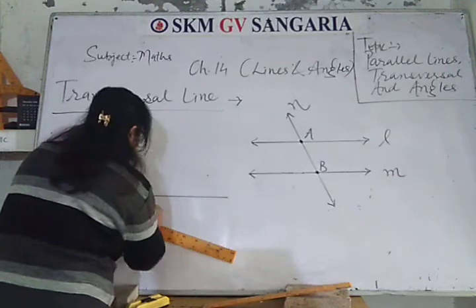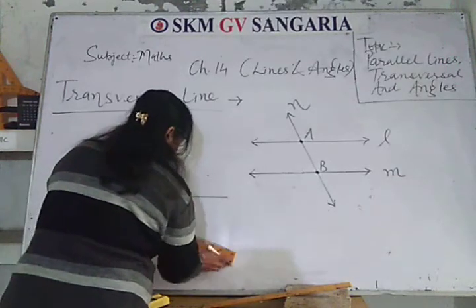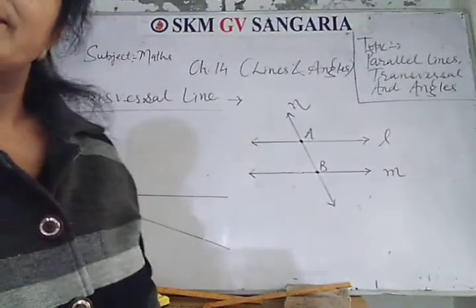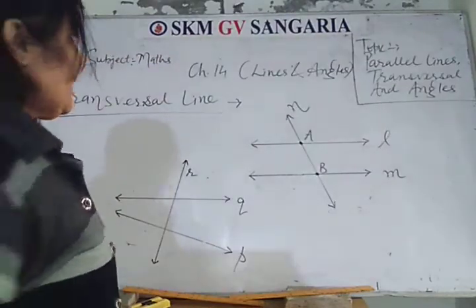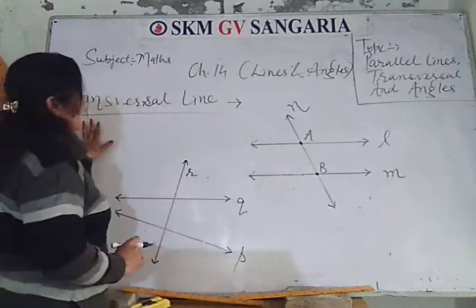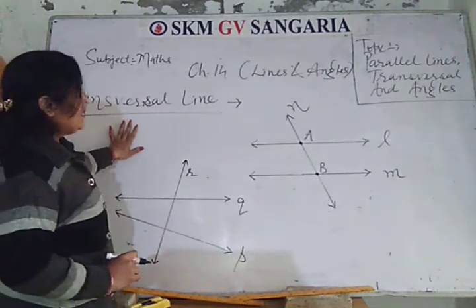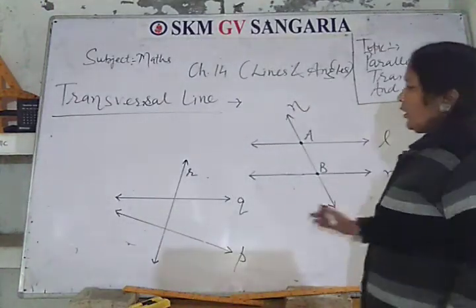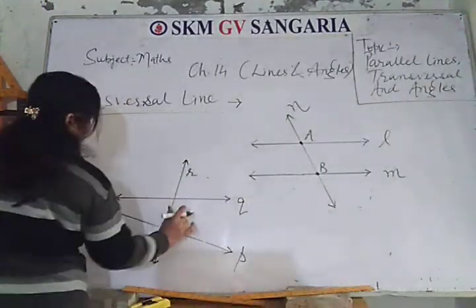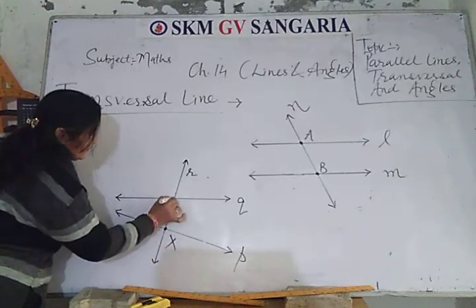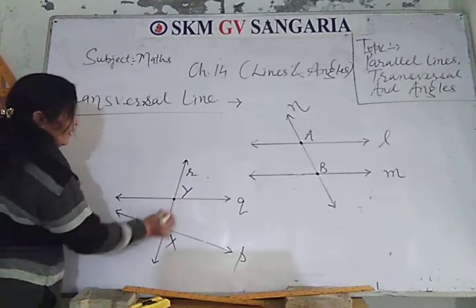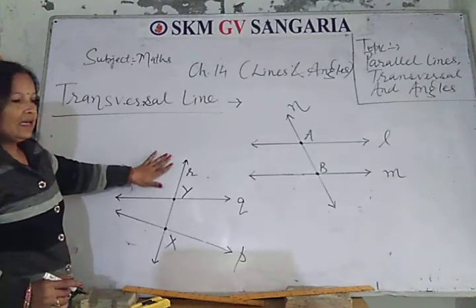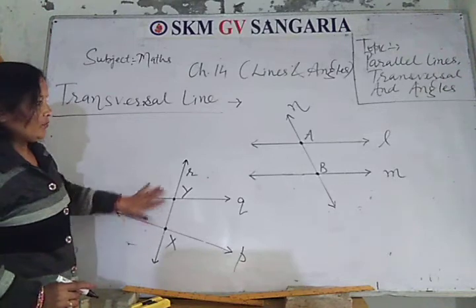And these are non-parallel lines. Okay. These are non-parallel lines. So we can say that when a transversal line intersects two parallel or non-parallel lines at two distinct points, then this third line will be called a transversal line.